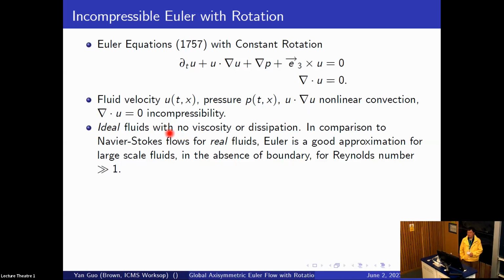So Euler equations describe so-called ideal fluids. These are good approximations to the so-called real fluids, in the case when you consider a fluid which is of large scale, and also in the absence of a boundary effect, and also for Reynolds number which is very, very large. In those circumstances, we know that you can ignore the viscosity forces, right? So it is this system we're going to consider.